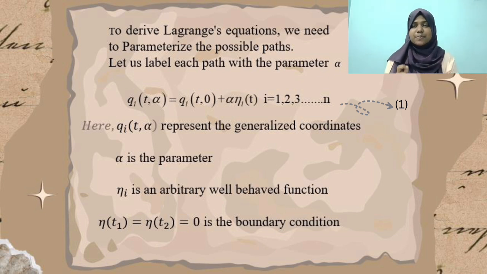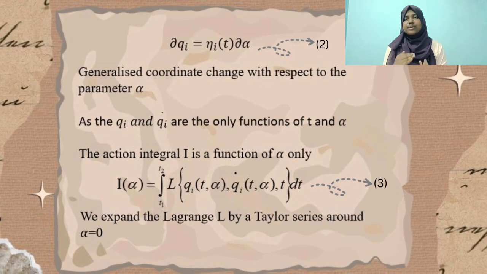So let us label each possible path with the infinitesimal parameter alpha, where q_i(t, alpha) is equal to q_i(t, 0) plus alpha eta_i(t), and i is 1, 2, 3 to n. We are labeling this equation as 1. Here, q_i(t, alpha) represents the generalized coordinate, alpha is the parameter, and eta_i(t) is an arbitrary well-behaved function. Eta(t1) is equal to eta(t2), and we are taking this as a boundary condition. So delta q_i is equal to eta_i(t) delta alpha. We are labeling this equation as 2.